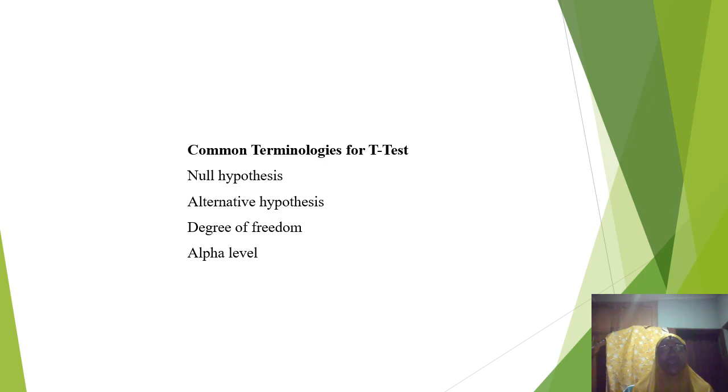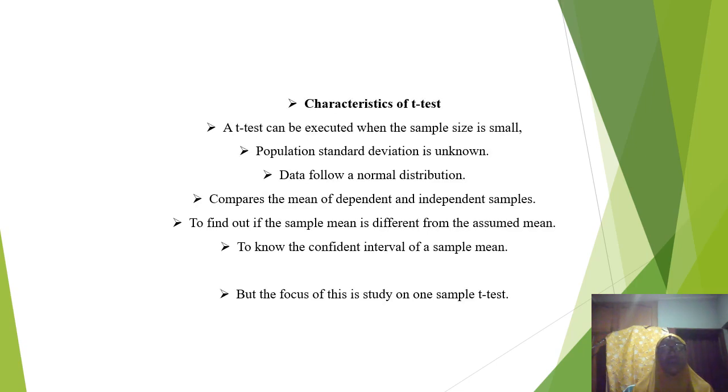Common terminologies for t-test. We have the null hypothesis, the alternative hypothesis, the degree of freedom, the alpha level. Then characteristics of t-test. A t-test can be executed when the sample size is small. Secondly, when the population standard deviation is unknown. You can also use t-test when data follow a normal distribution, when you want to compare the mean of dependent and independent samples, when you also want to find out if the sample mean is different from the assumed mean. Then the last one is to know the confidence interval of a sample mean. But the focus of this study is on one sample t-test.